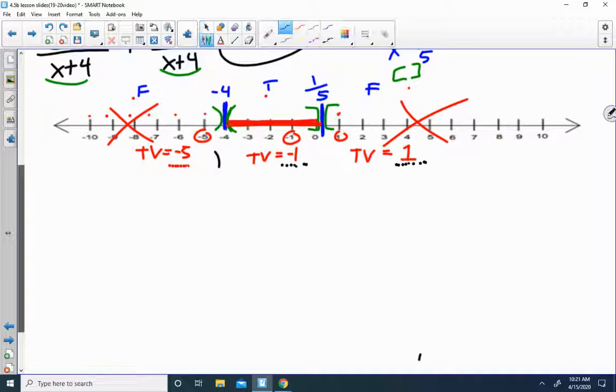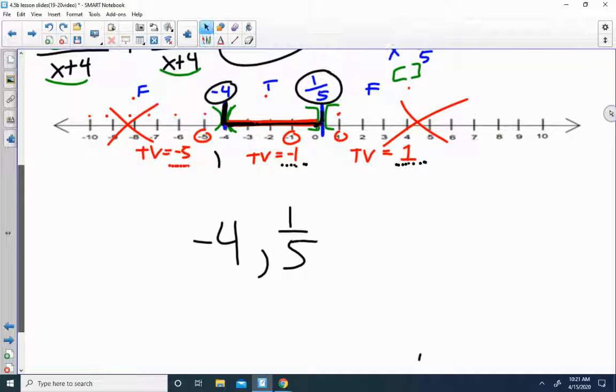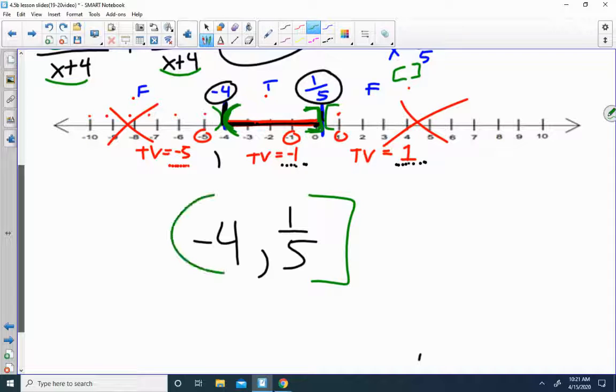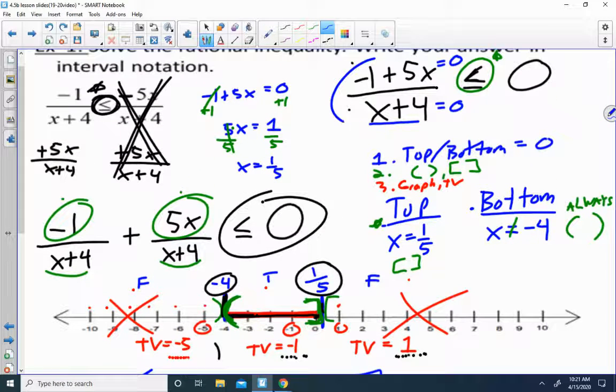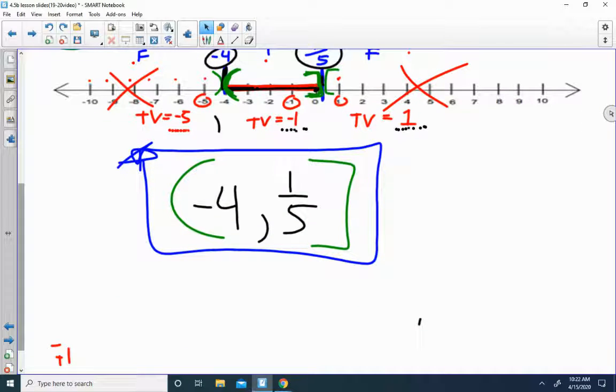So for our final answer, look where we shaded. We shaded from -4 all the way to 1/5. So -4 to 1/5 is our interval. And let's check the brackets. For 1/5, we're going to have a closed bracket, as it says up here. And for -4, we're going to have an open bracket as we set up here. And that is our answer for the problem. That interval is where we'll find all the solutions that make this inequality true. And since there's only one interval, we don't need a union sign.